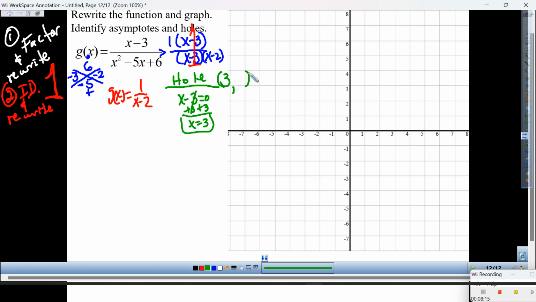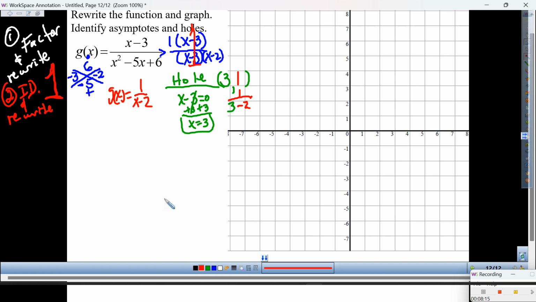How do I find my y value or my g of x? Well, we use this portion. So I would write 1 over blank minus 2. And instead of the blank, which is x, I write what? 3. So what is 3 minus 2? What is 1 over 1? 1.